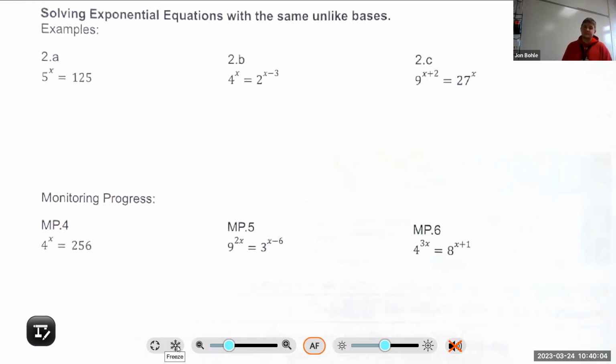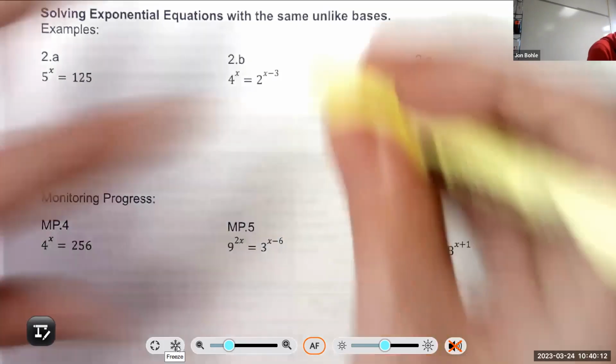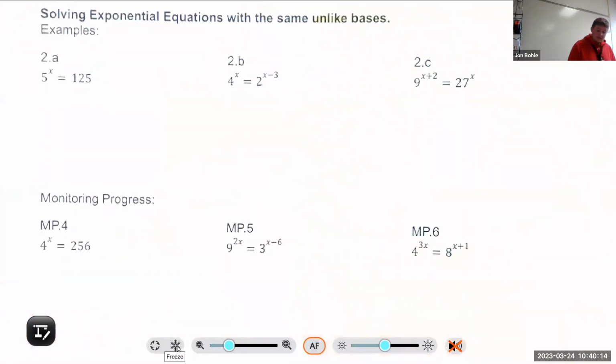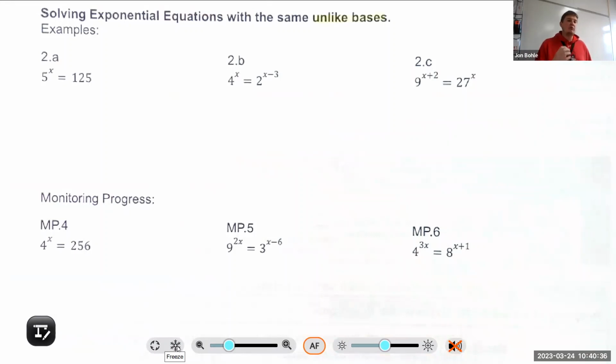What's the issue? Well, it's not the same. The bases, unlike bases, this is what you need to do. The bases are not the same. You are going to need to identify a base that you can rewrite them as being the same base. So I have 5 and 125. Those bases are not the same. So I can't just say that exponents are equal to each other. So rather what I need to do is identify a base that I can rewrite so it's the same. For example, well, 5 is just 5 to the first power.